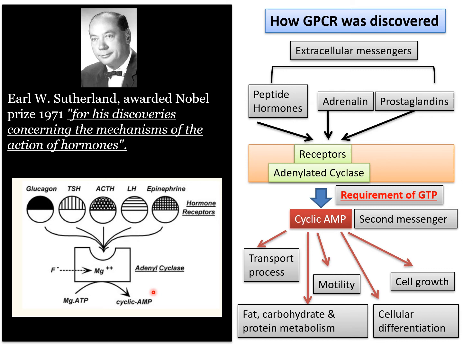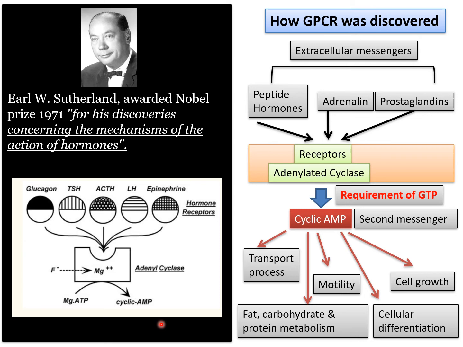Thus, according to Sutherland's scheme, epinephrine binds to a cell surface receptor, which then stimulates adenylyl cyclase, causing the formation of cyclic AMP, which then exerts its effect in the cell by activating a phosphorylase.